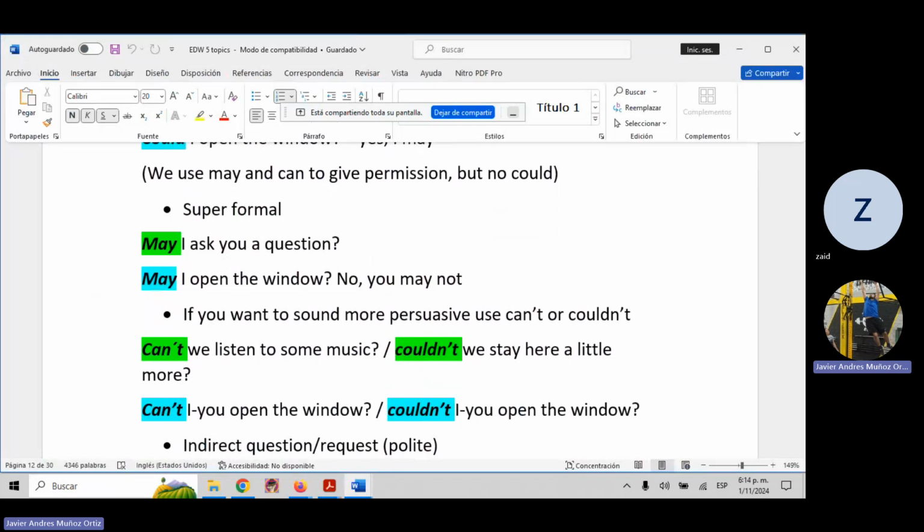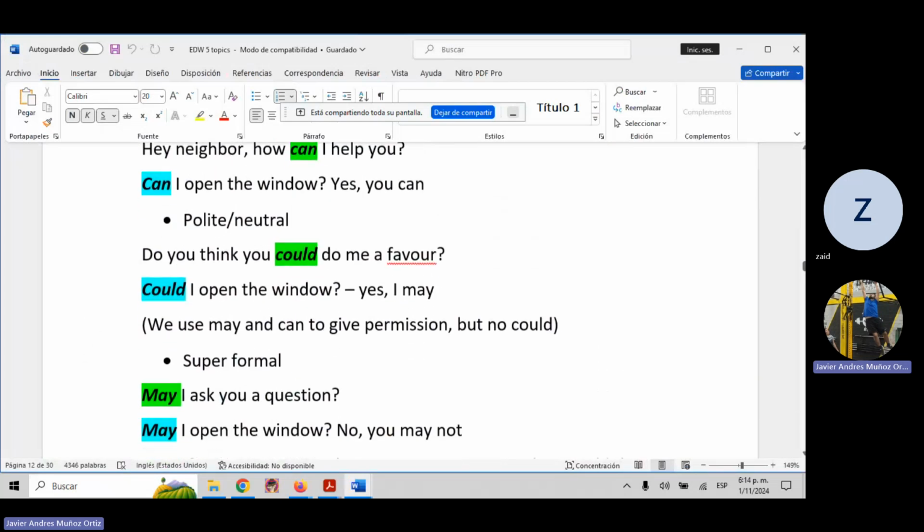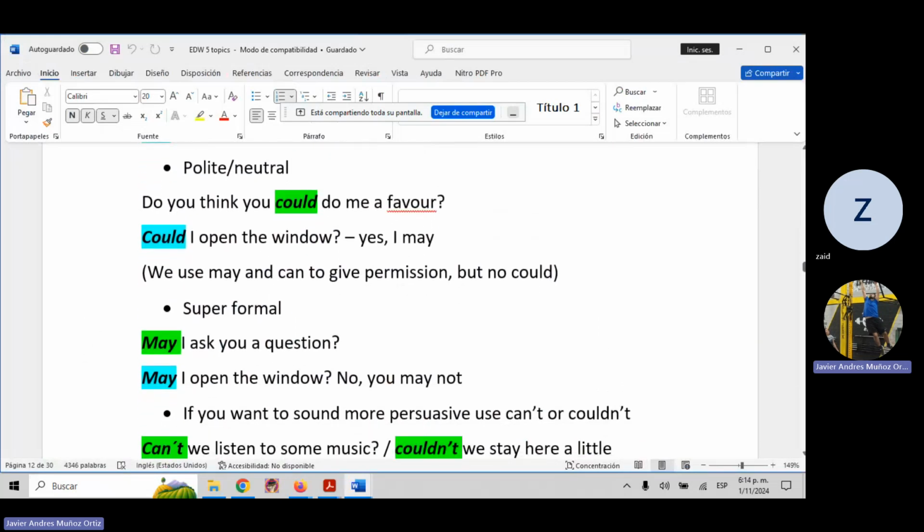you're with your teacher, and this teacher is very strict, right? They are a little narrow-minded. It's very serious, and you feel a lot of respect for him or her. So that's why you are very formal. May I open the window? Maybe she or he is going to say, yes, you may. Or maybe he's going to say, no, you may not, for example, right? So this is the difference between can, could, and may. Informal, neutral, and very formal. Super formal, in fact.